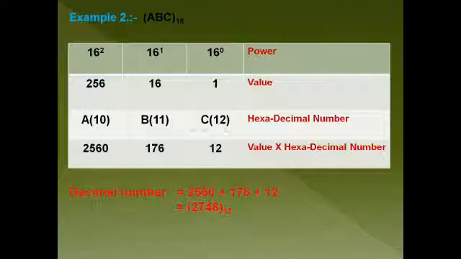C the value 12. B the value 11. A the value 10. Then we will multiply: 12 multiply 1, 12. 11 multiply 16, 176. 256 multiply by 10, 2560. Then we will add all three numbers: 2560 plus 176 plus 12. Answer will be 2748. Base will be 10 because this is the decimal number. So that base will be 10. By mistake I have written 16.